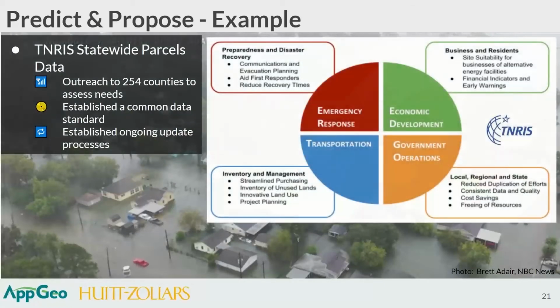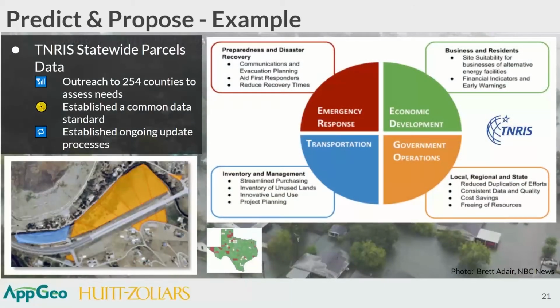Recently, in the last few years, AppGeo worked with the Texas Natural Resources Information System to help them develop and implement sustainable processes for a statewide parcel data layer. Now, land parcels are used in a variety of applications and are also important in the flood planning and risk assessment type work as well, as we'll get into a little bit more later. The beginning of this was actually reaching out to all 254 counties to understand what they were doing with their parcel data, how they were managing it, and how we might be able to get access to that.